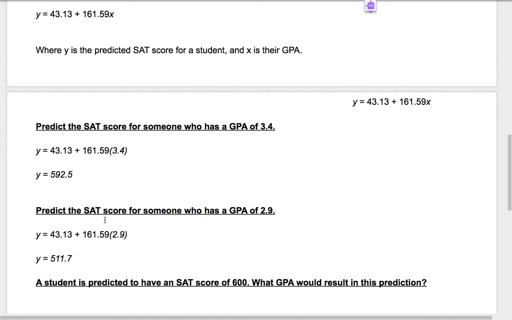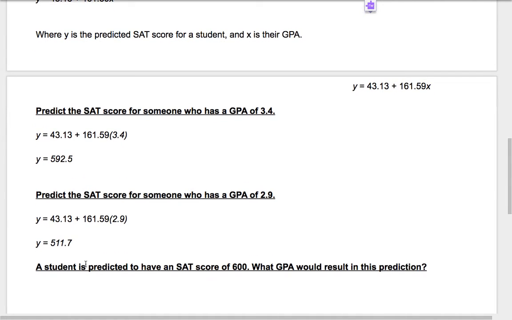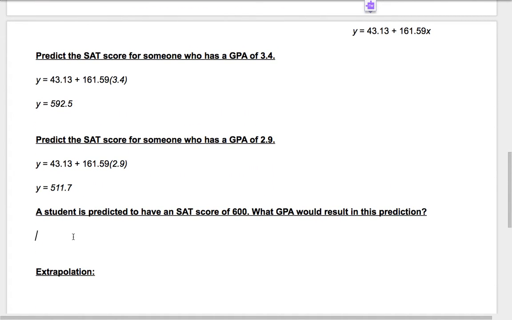So my predicted SAT score is about 511.7 for this model. We can also work backwards. All right, so here's my equation again. Notice I'm writing down my equation every single line. It says a student is predicted to have an SAT score of 600. What GPA would result in this prediction?